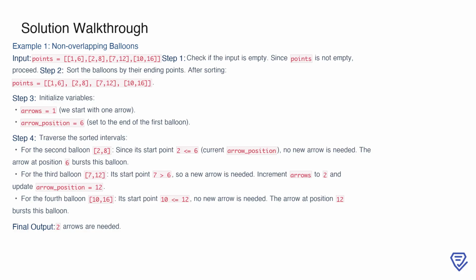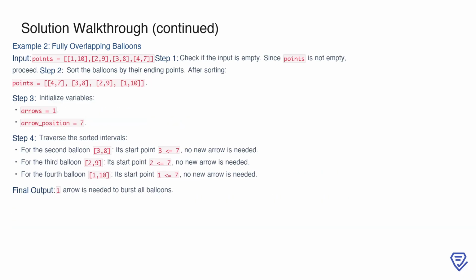For the third balloon, [7,12], its start point is 7, which is greater than 6. This means we need a new arrow. We increment the arrow count to 2 and update the arrow position to 12, the end of the third balloon. Finally, the fourth balloon, [10,16], starts at 10, which is less than or equal to 12, so no new arrow is needed. The output is 2 arrows, as that's the minimum required to burst all the balloons in this case. Now, let's consider a case where the balloons fully overlap.